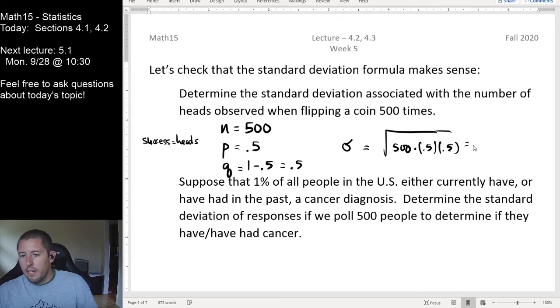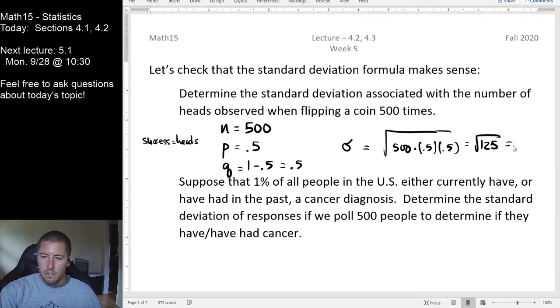I'm going to go to my calculator and do this. 500, and really we're getting 1/4 of 500, so it should just be the square root of 125. I'm going to take the square root of 125. What am I getting here? 11.18.